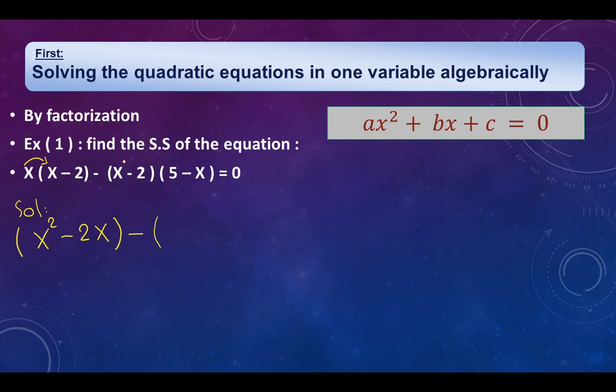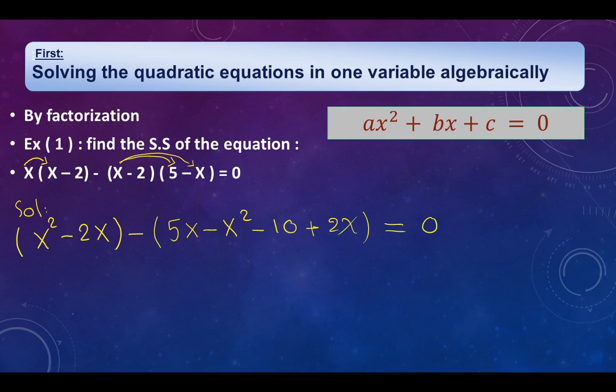What do we mean by FOIL? That we multiply x times 5 and x times negative x. X times 5 equals 5x. X times negative x equals negative x power of 2. Negative 2 times 5 equals negative 10. Negative 2 times negative x, positive 2x. All of this equals 0.